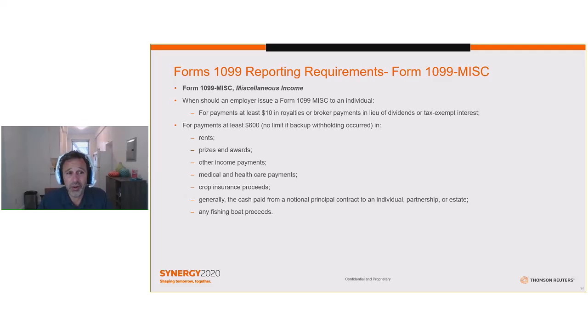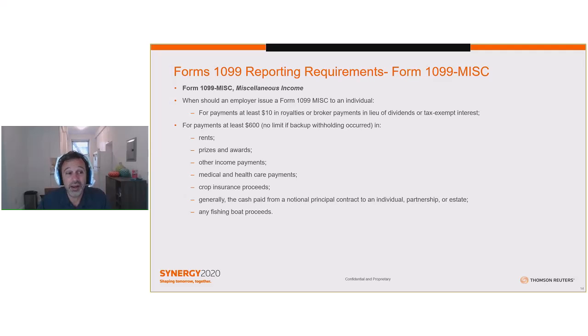When should an employer issue a 1099 miscellaneous form? So we have two thresholds on that. A 1099 MISC is also used to report the payment of royalties. To the extent the payment of the royalty is in excess of $10, a 1099 miscellaneous is required. For our other boxes, the threshold is $600.